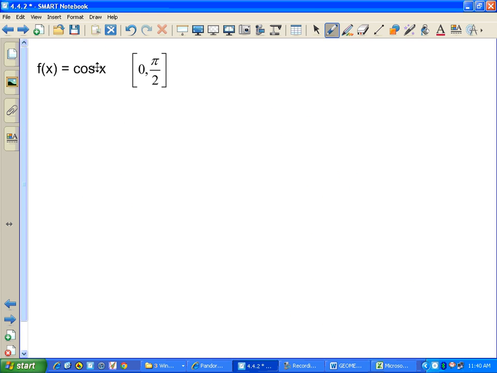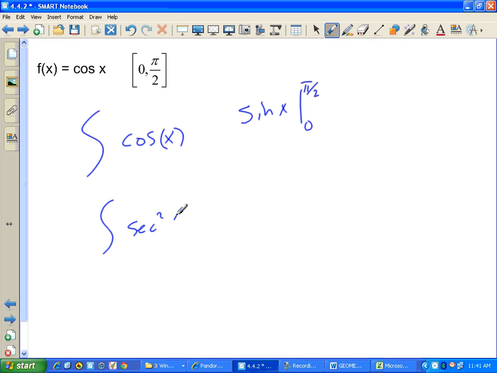We could do it with cosine of x also. So trig function a little bit different. I'm not going to go through the whole problem, but just make sure when you're integrating trig functions, you have to ask yourself, what do I derive to get this? Well, cosine is the derivative of sine. So when you integrate this, it's just going to be sine of x evaluated from 0 to pi over 2. Okay, so if you have like the integral of secant squared x, well, I derive tangent x to get this, so this turns into just tangent x.